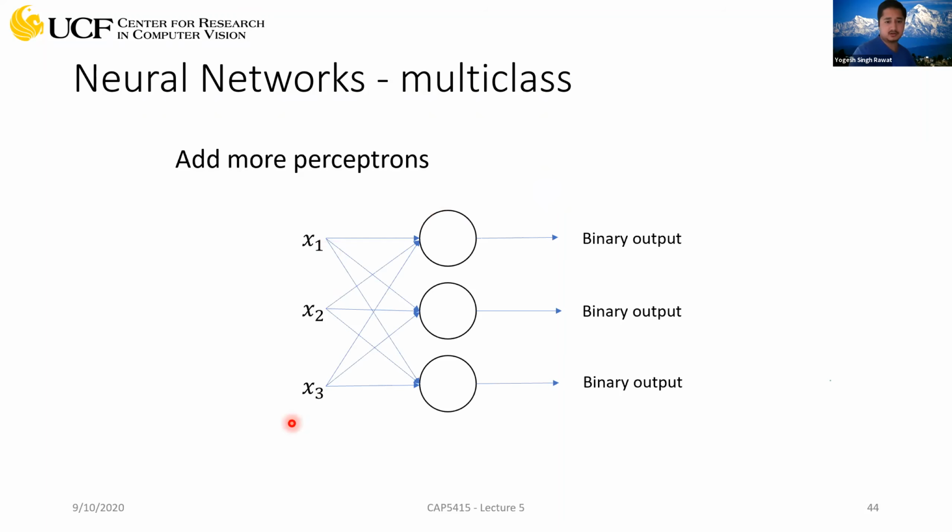So this is your input feature vector. And in this case, you have 3 different perceptrons. It means you are solving a 3-way classifier, so you have 3 predictions. And again, you can observe here that each input is connected to all the perceptrons, or all the neurons.